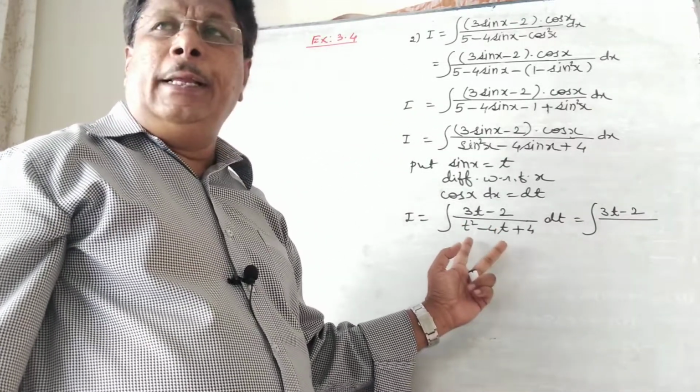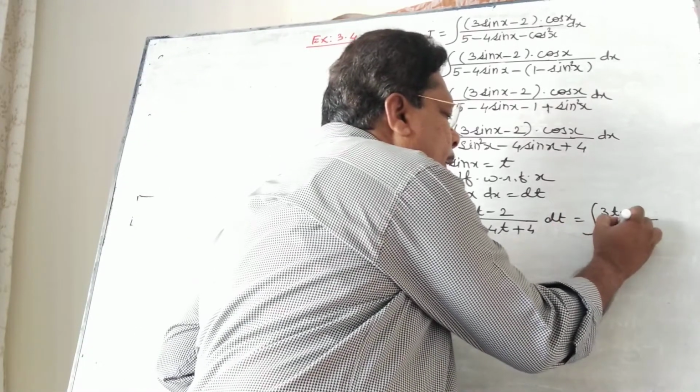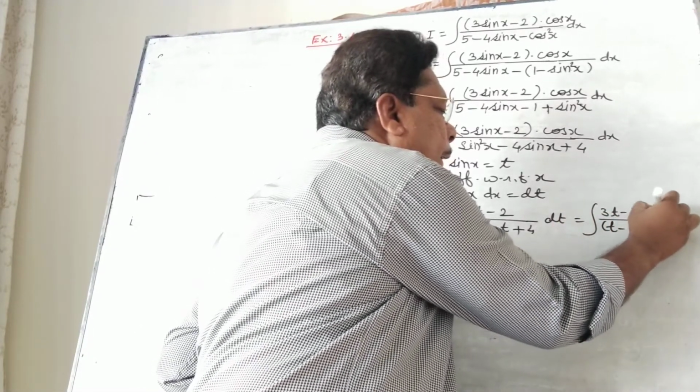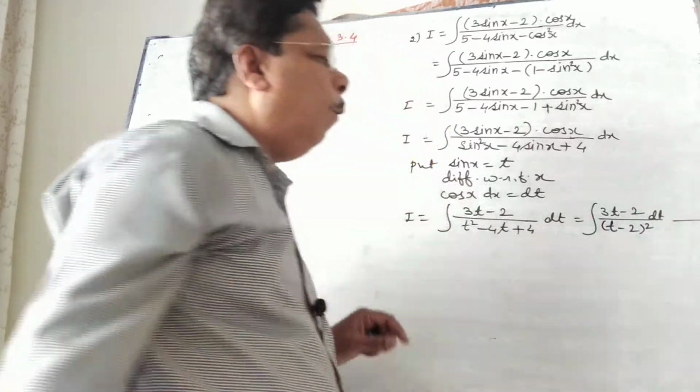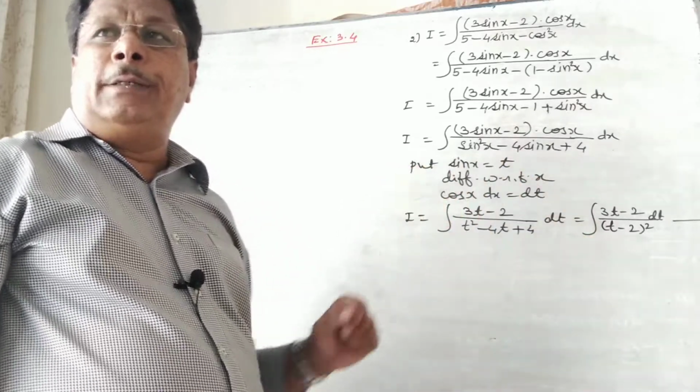Whose square is it? That is (t minus 2) whole square. (t minus 2) whole square dt. Say this equation 1. Now find the partial fraction constants.